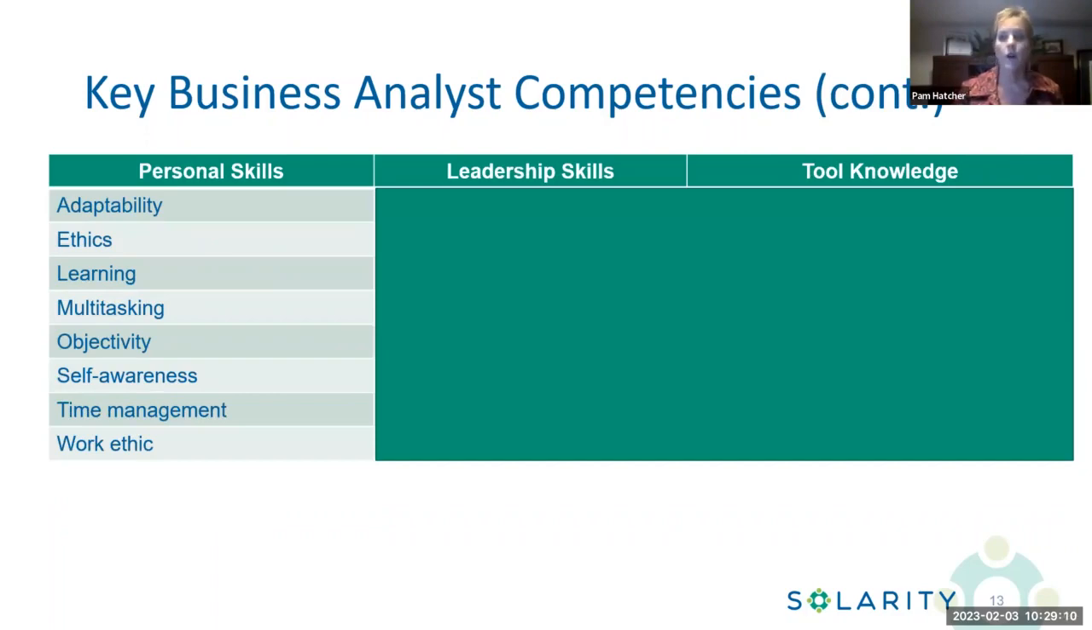All right, we'll keep going. Personal skills. Did everyone do one? This is Trish. I have one. Oh, yes, Trish, please. Thank you. We have adaptability, ethics, learning, multitasking, objectivity, self-awareness, time management, and work ethic. Very good. Thank you. Anything anyone would add here?